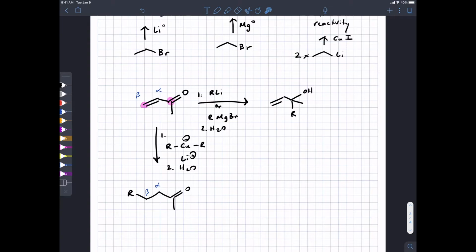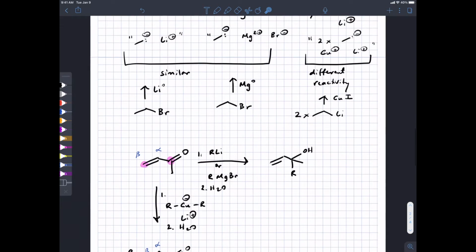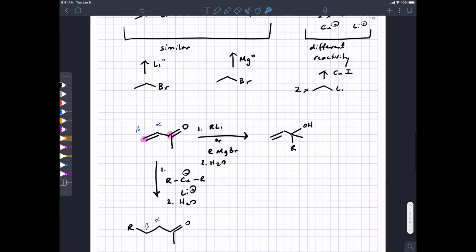Okay? Yes? What effect does the length of the alkyl chain have on the reagent? Is it always an ethyl group? No, you can do a number of things. Ethyl, propyl, butyl is fine. Basically any alkyl halide that you can make. Even aryl halides work well, so you can make a phenyllithium or phenyl Grignard reagent and do reactions that way too.